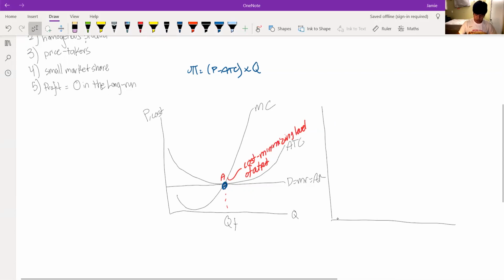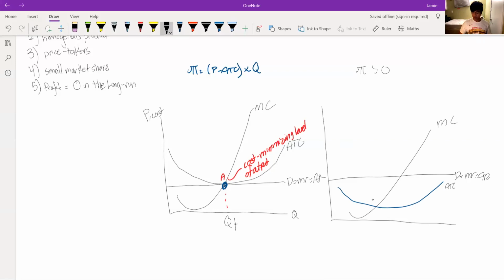And on this graph here, we're going to show profits, let's say, greater than 0. So, you know what? Let's use the same demand curve. Demand is equal to marginal revenue, which is equal to average revenue. And the key thing here is you have to make sure your average total cost is going to be right here. Let's say, for example, marginal cost right there. And where is this firm going to produce? It's going to produce where MR is equal to MC.